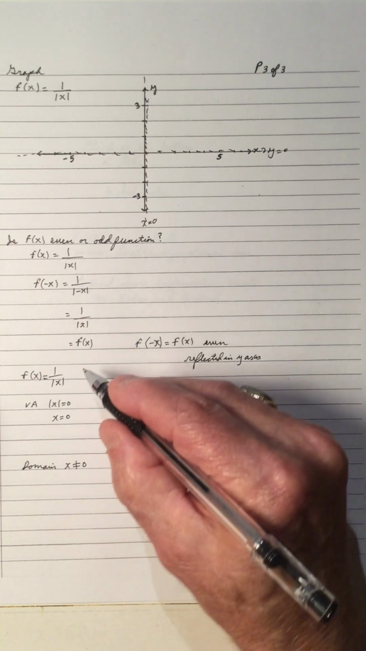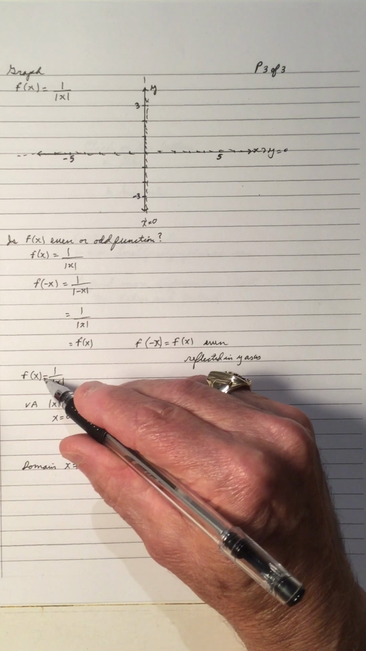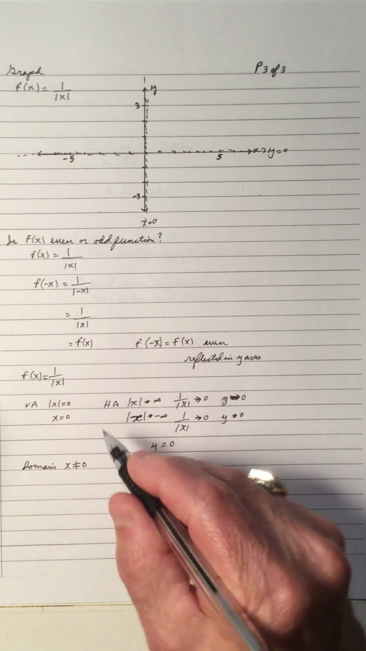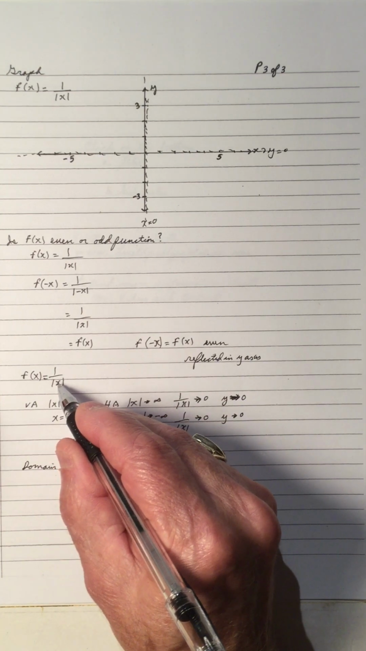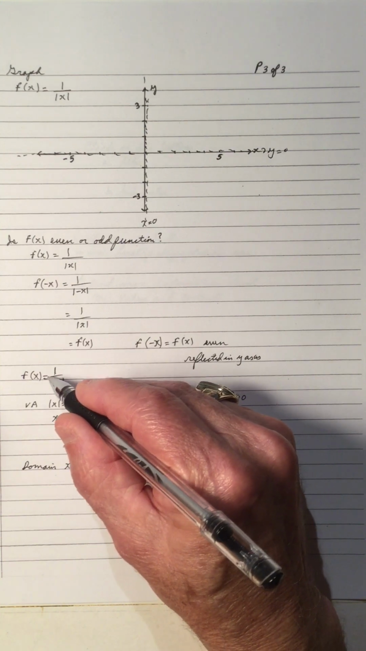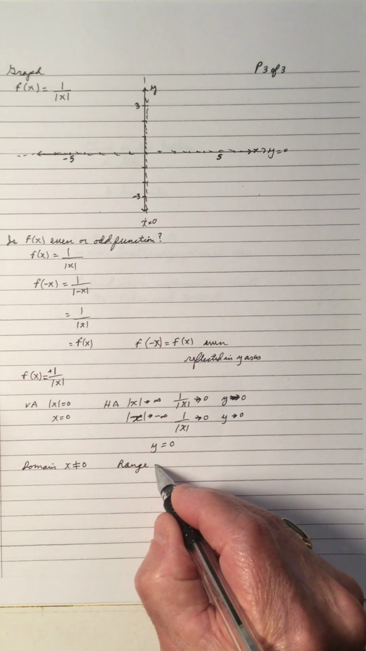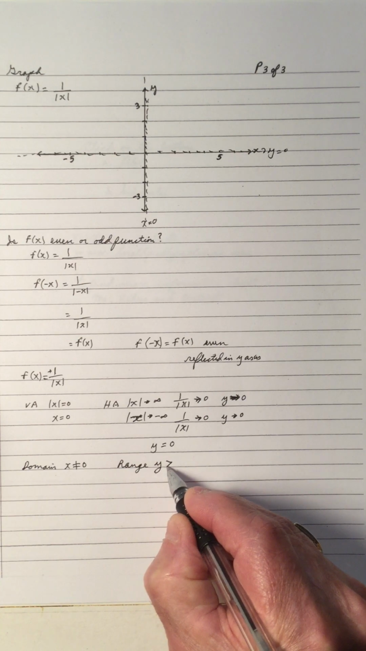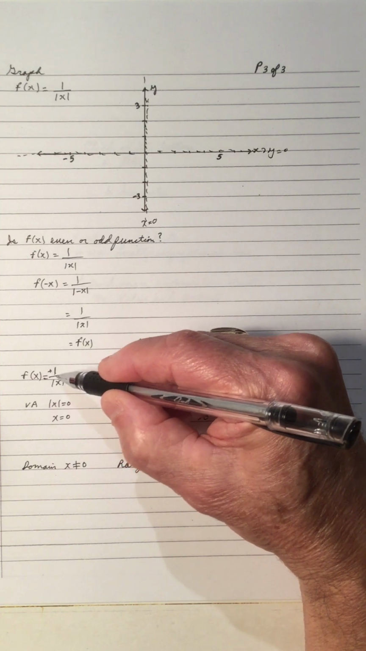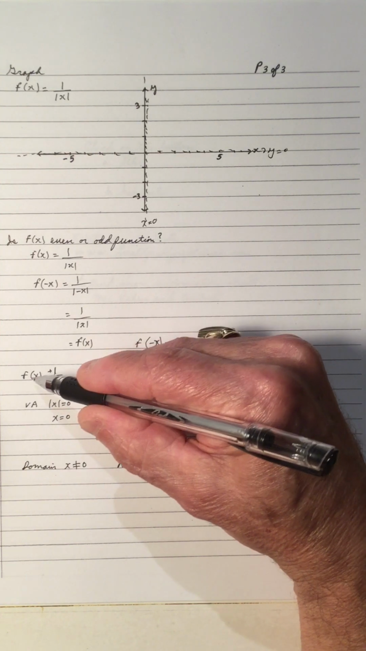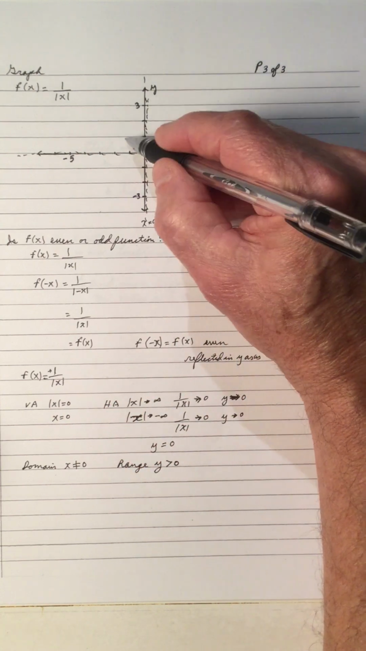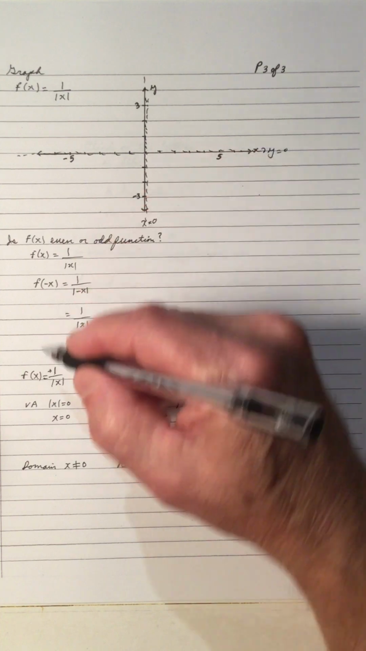And what about the range? The range are the y values. So if x can't be 0, that means y can't be 0, but we can have any other number. The y values are always greater than 0, because no matter what x is, this fraction is always positive. So that means the graph is up here, never down below, because of this plus.